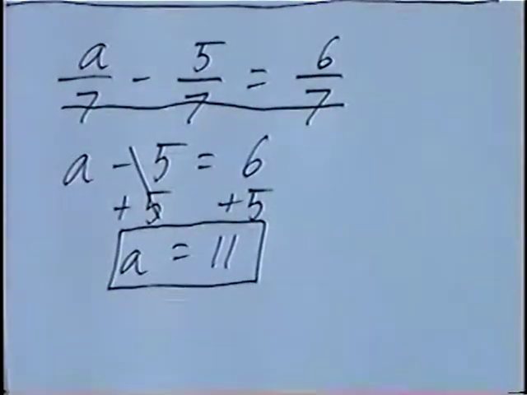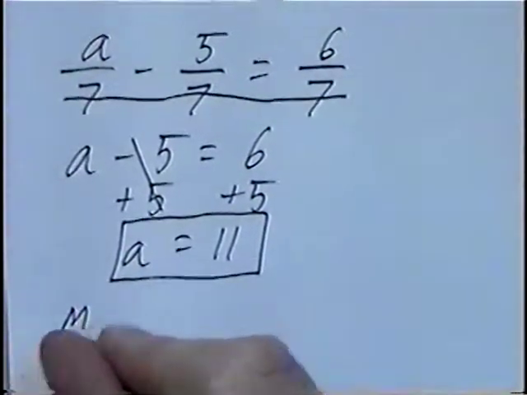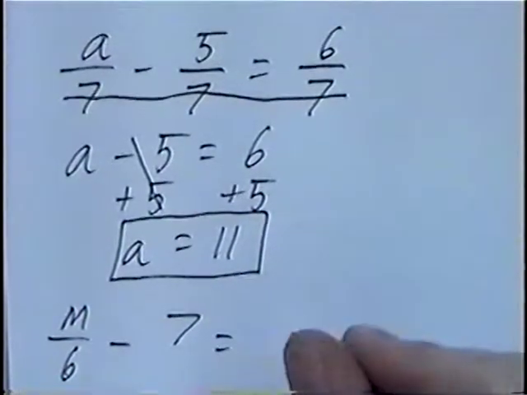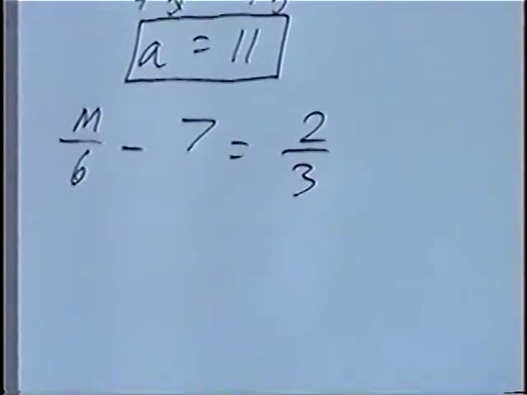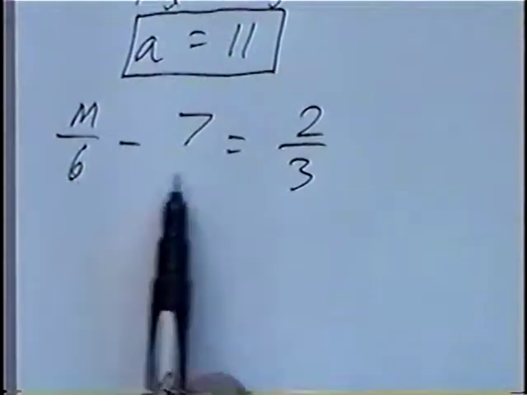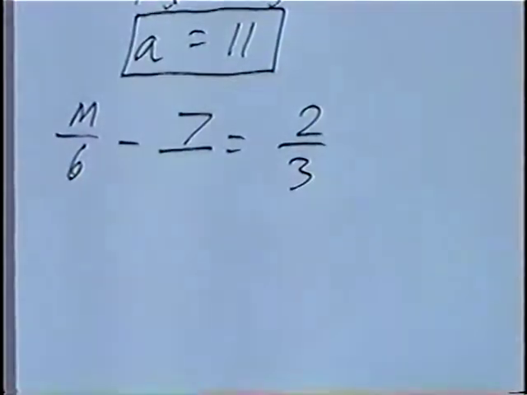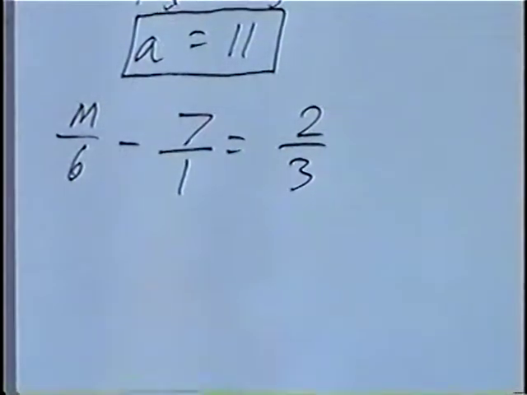Second question, and last question for the section. M over 6 minus 7 equals 2 over 3. For this question, again, we have two fractions. What we can do if we want to cross off the denominators is make every number a fraction. So the 7 we can make a fraction by putting a 1 for the denominator.